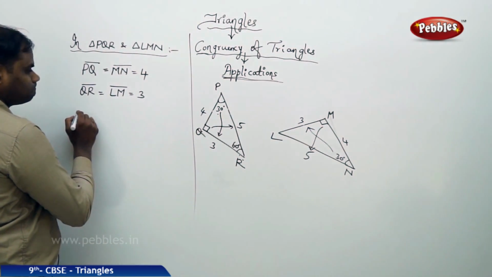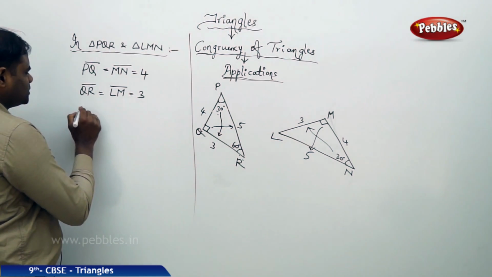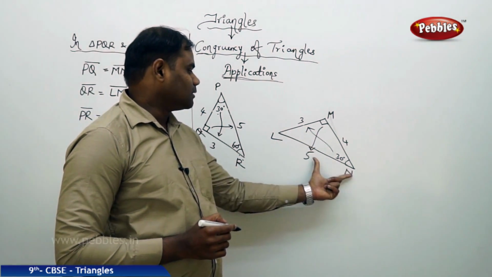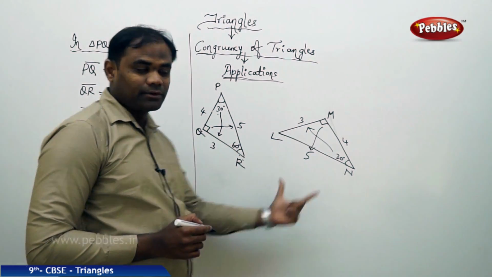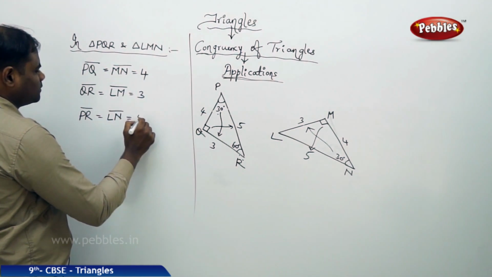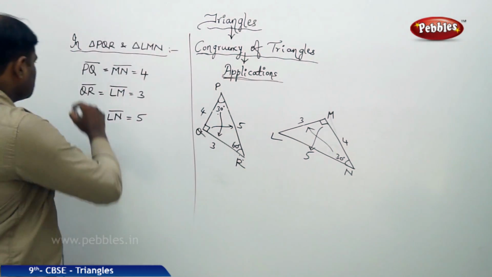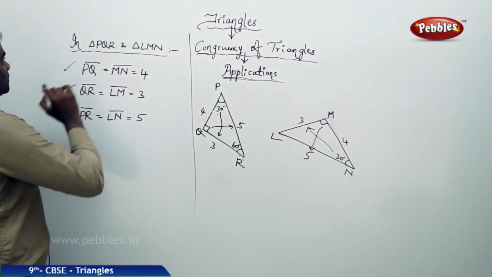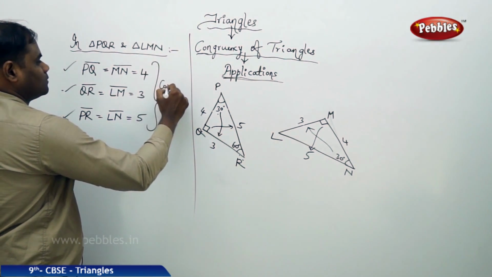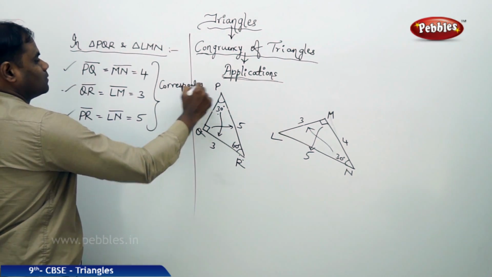Therefore, my side PR, which is the hypotenuse for this right angle triangle, and LN, which is the hypotenuse for this right angle triangle, are equal, and in turn they are equal to 5. This is how I have all the corresponding sides which are equal. The corresponding sides are investigated to be equal.